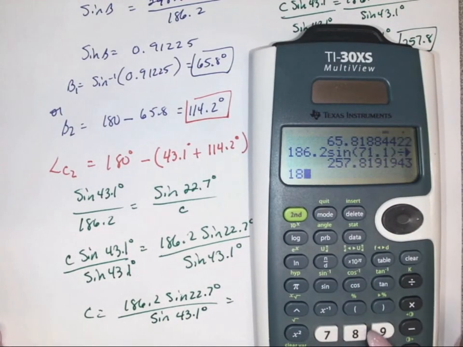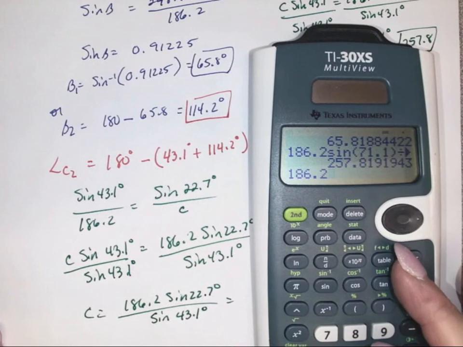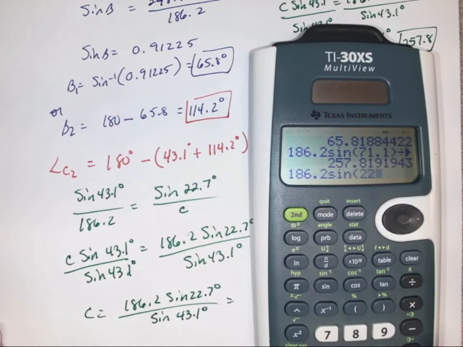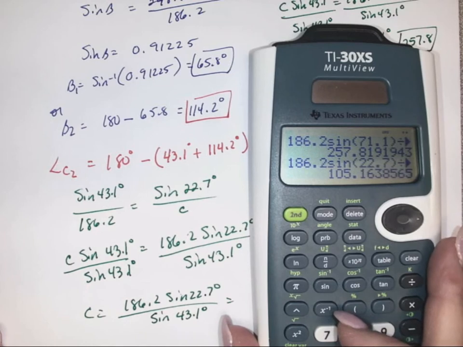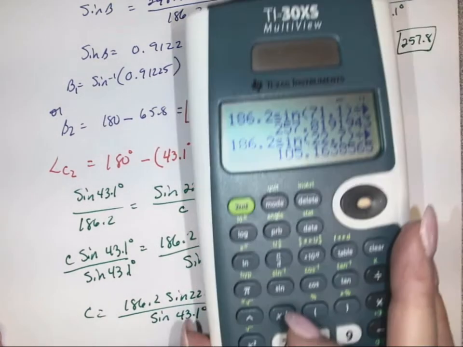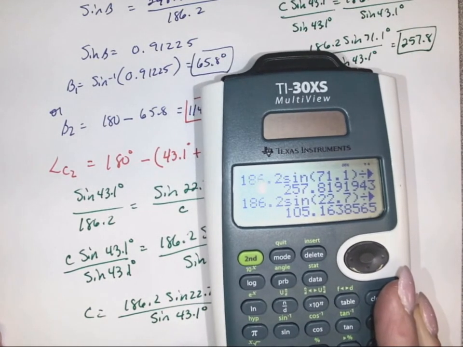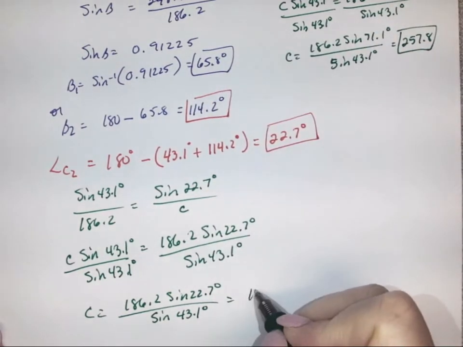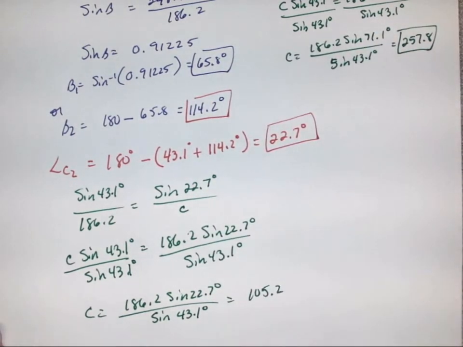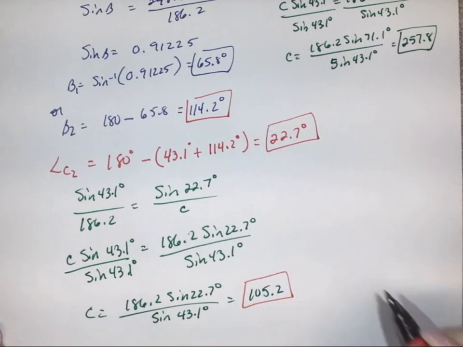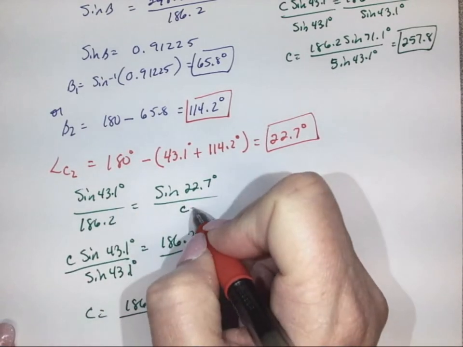So we have 186.2 times the sine of 22.7 divided by the sine of 43.1. And always make sure you close the parenthesis on your angle. So we're going to get 105.2. So that would be the second triangle. Oh, and I should put, this would be C sub 2.